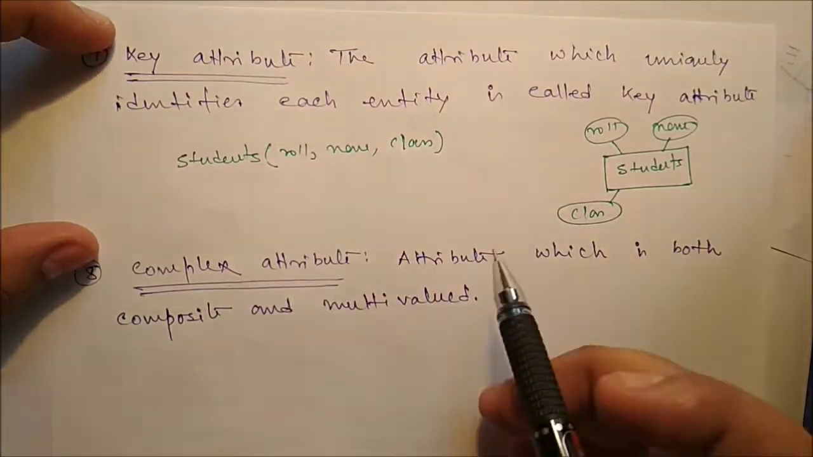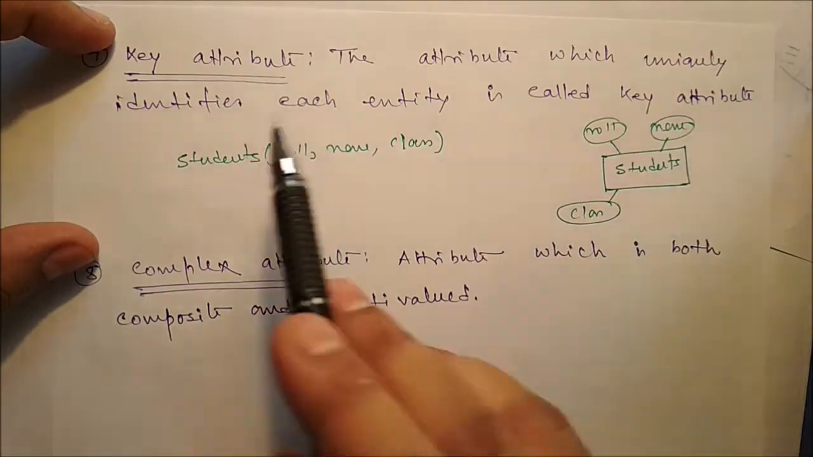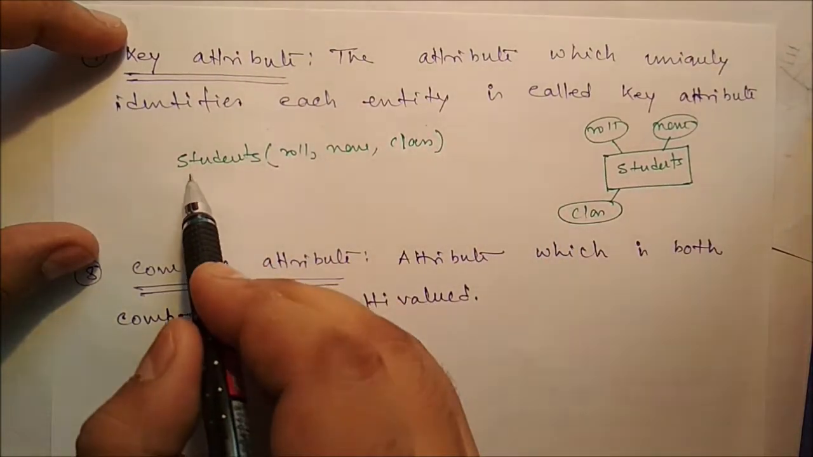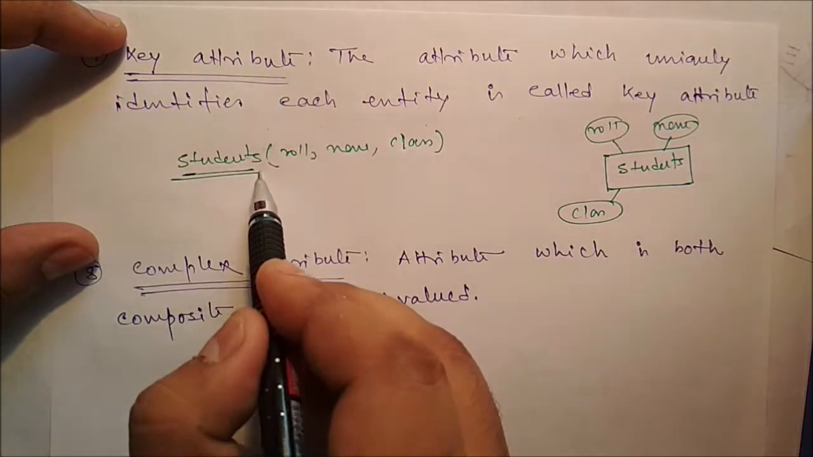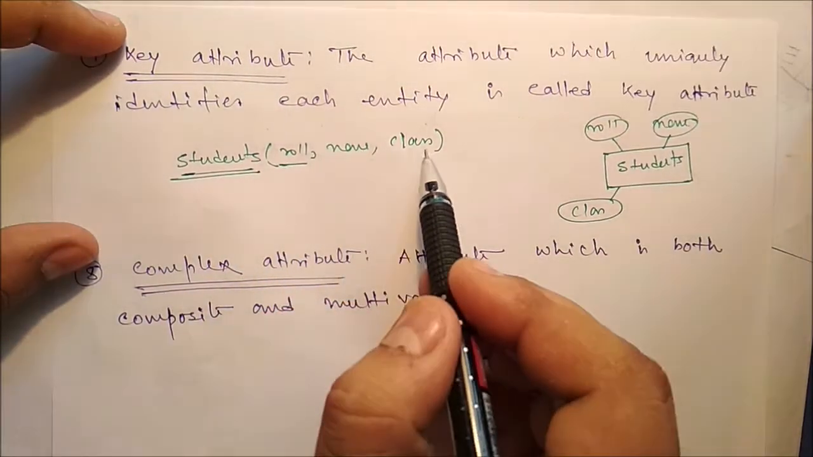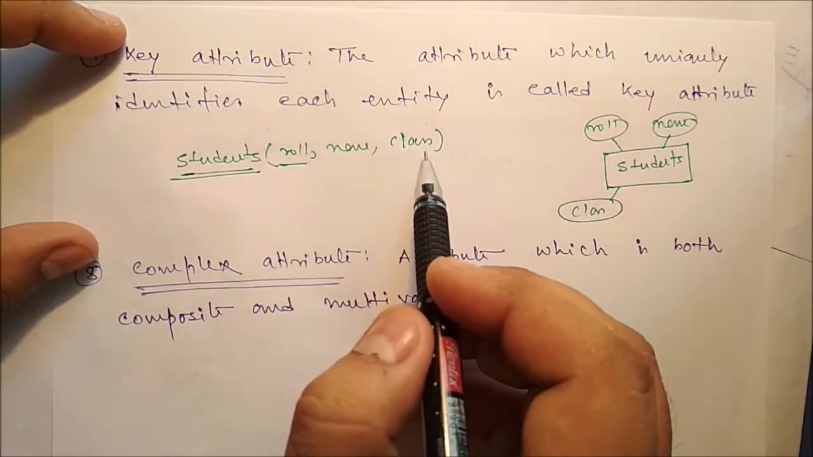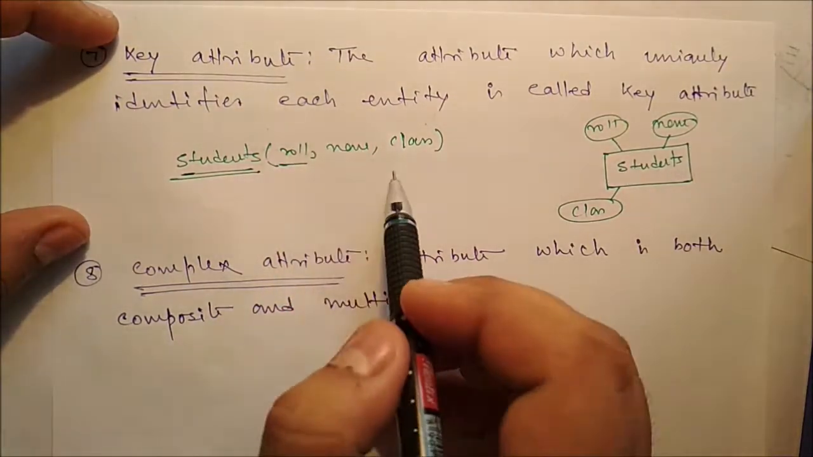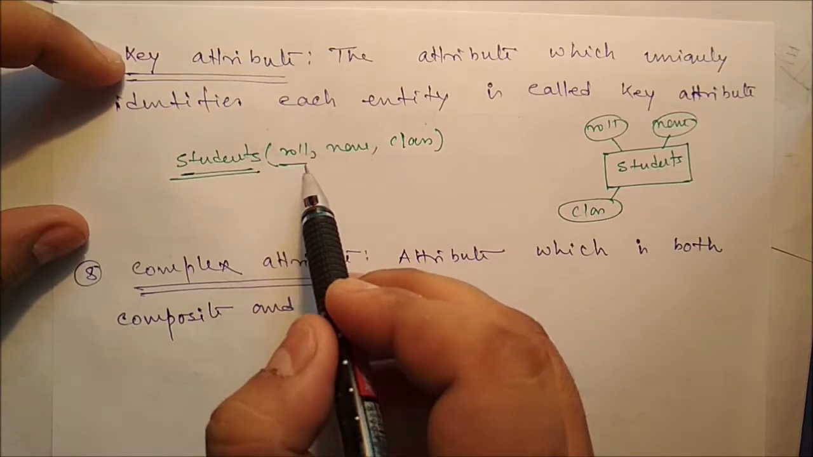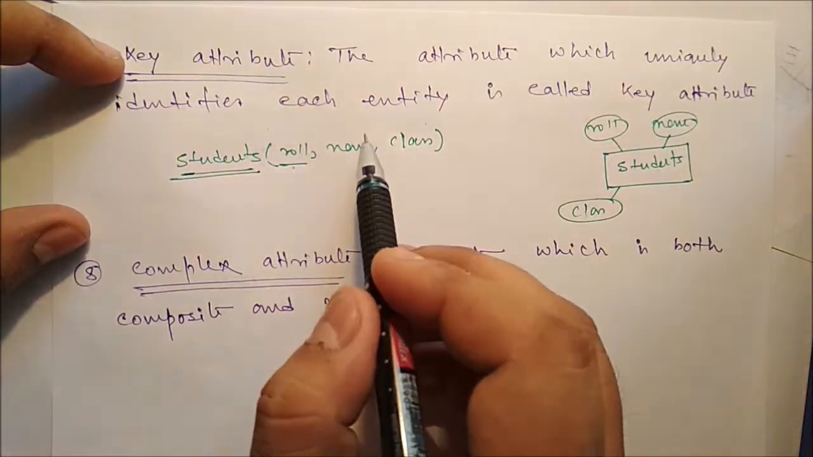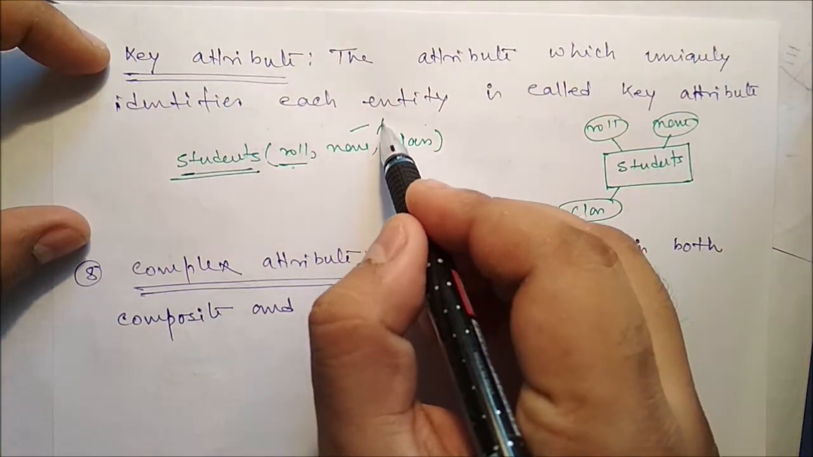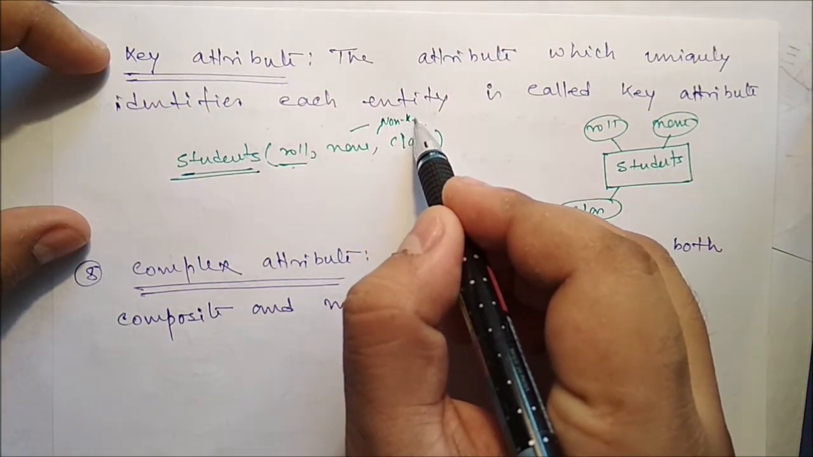Next is the key attribute. The attribute which uniquely identifies each entity is called the key attribute. Say the entity set is students. Here we have roll number, name and class. So three attributes are there, and through roll number we can identify each entity uniquely. So roll number will be the key attribute, and the others are called non-key attributes. So name and class are nothing but non-key attributes.